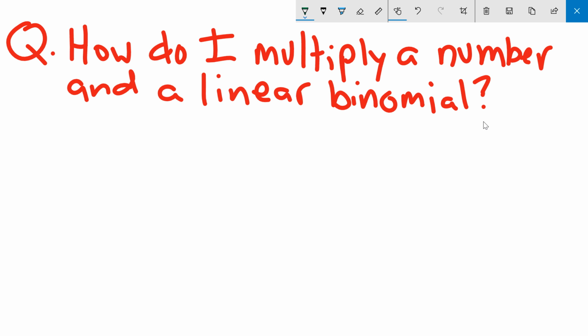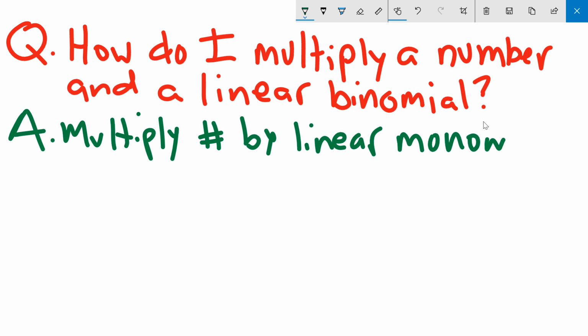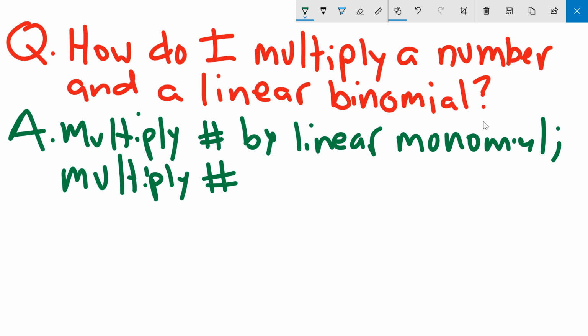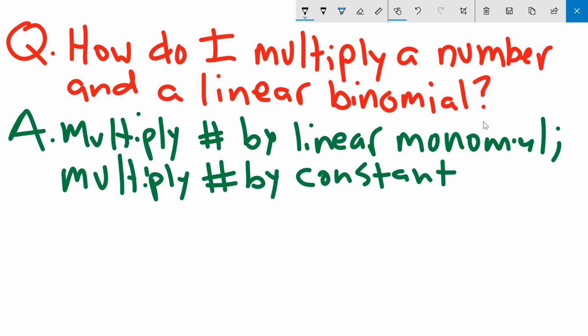Okay, and our short answer is, first we're going to multiply our number by our linear binomial. That's first. Then we're going to multiply that same number in front by our constant. Okay, let's put some context to all of this.